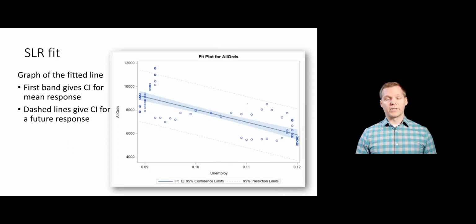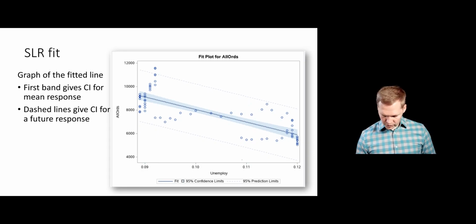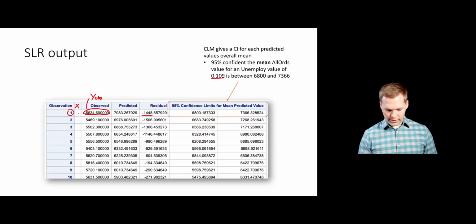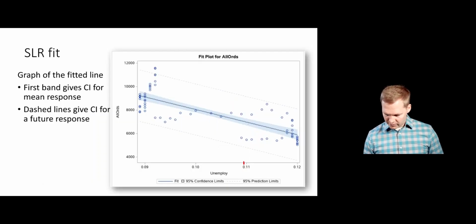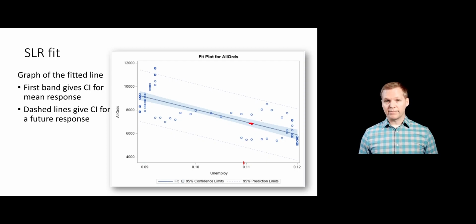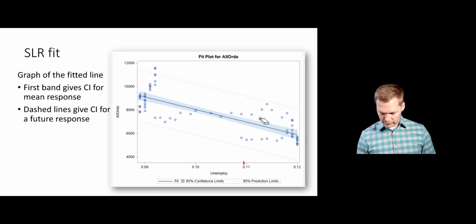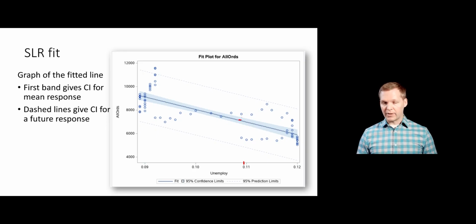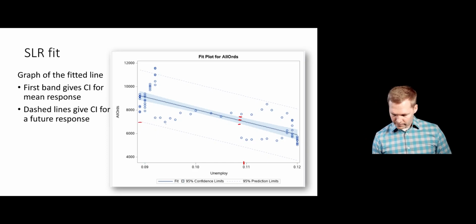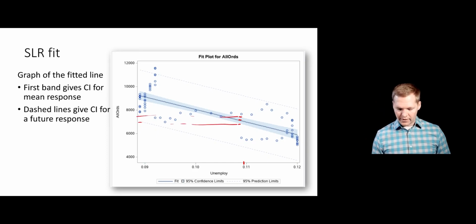Here is a graph that gives us that information graphically, which is really nice. Remember that we had an unemployed value of 0.109, so that's somewhere over here. And the predicted estimate was 7,083. So if we look here, 7,083, yeah, that's about right. Sorry, I'm off a little bit. So 7,083, about there. And then our confidence interval should be right about in that range.